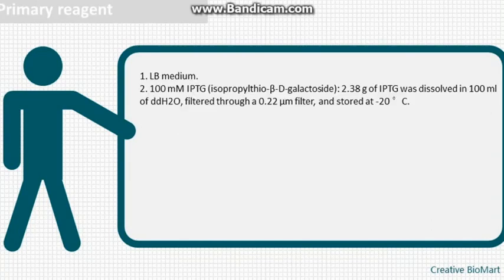Primary reagent: 1. LB medium. 2. 100 ml isopropyl thio-beta-D-galactoside (IPTG). 2.38 grams of it was dissolved in 100 milliliters of ddH2O, filtered through a 0.22 μm filter, and stored at -20 degrees Celsius.